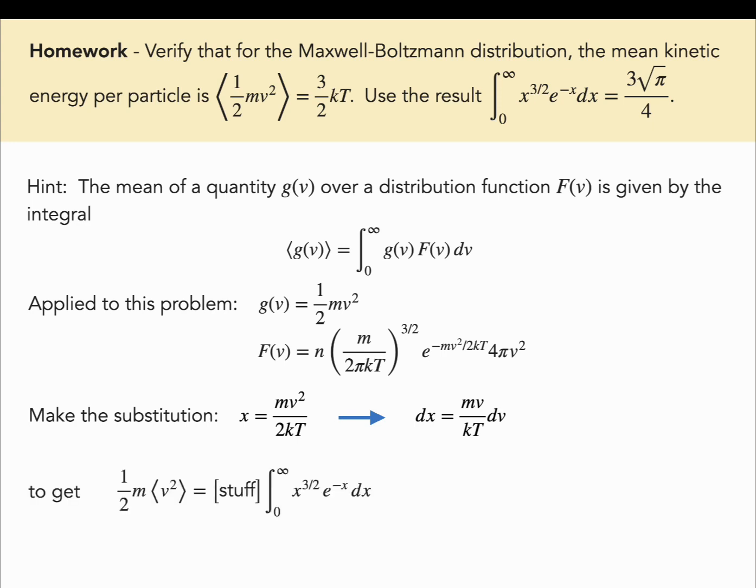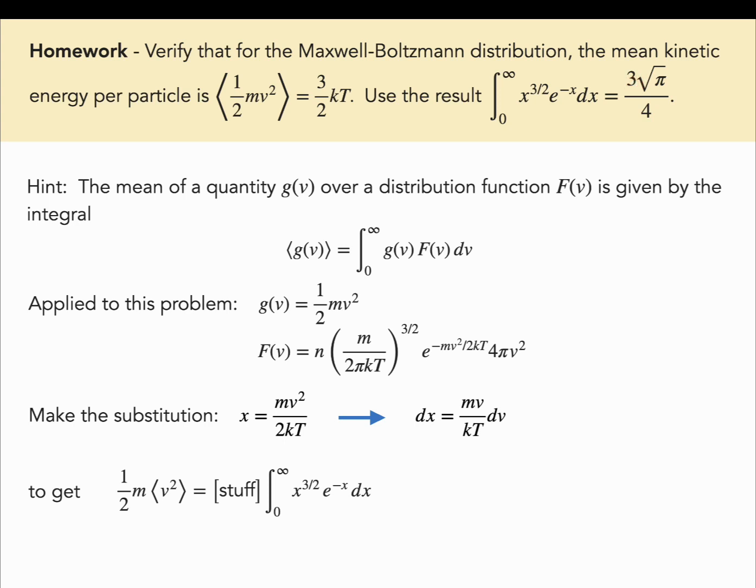When you make that substitution, this quantity turns out to be 1/2 m times the mean of v squared times a bunch of constants and things. And then the integral of x to the 3/2 e to the minus x dx. That is what we were given as an integral that would be useful. So we'll just take that and plug it in once we get to that point.